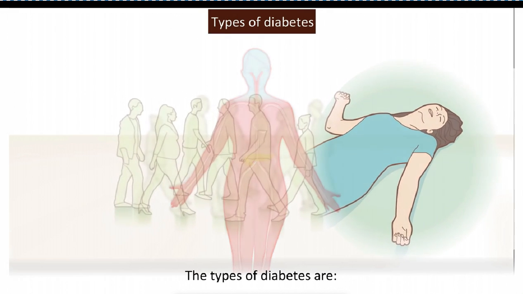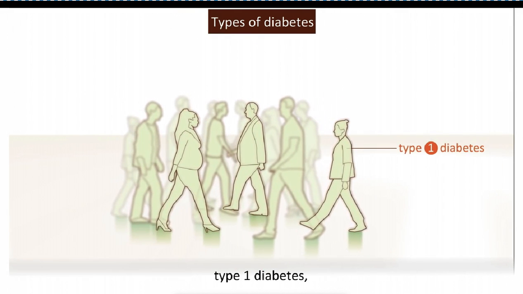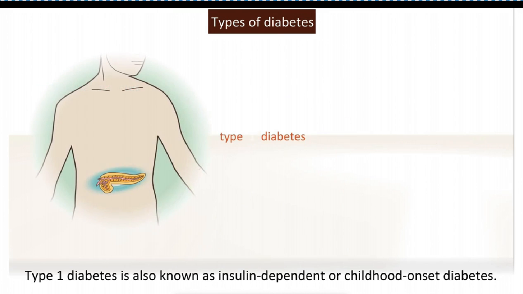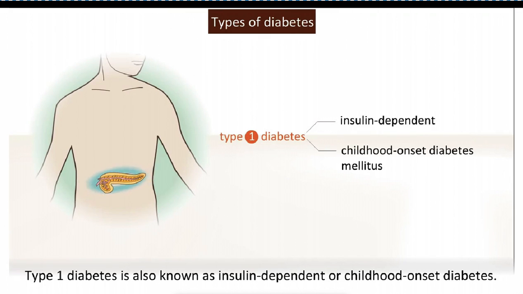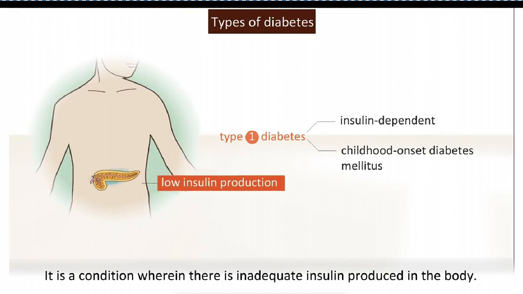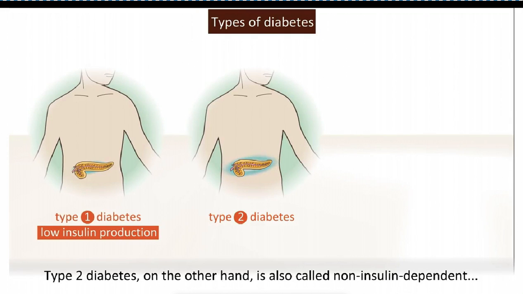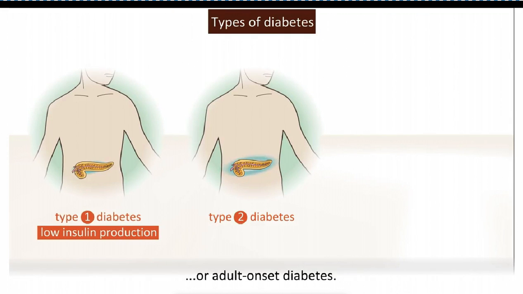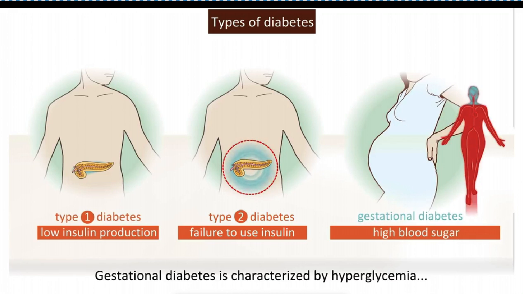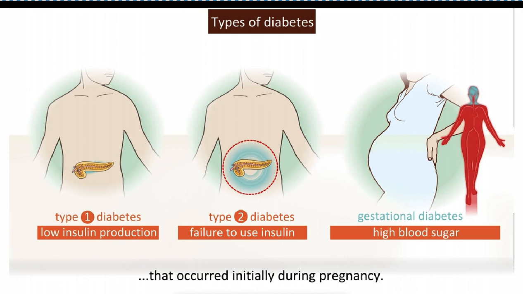The types of diabetes are type 1 diabetes, type 2 diabetes, and gestational diabetes. Type 1 diabetes is also known as insulin-dependent or childhood onset diabetes. It is a condition wherein there is inadequate insulin produced in the body. Type 2 diabetes, on the other hand, is also called non-insulin dependent or adult onset diabetes. This type of diabetes is brought by the body's failure to use insulin effectively. Gestational diabetes is characterized by hyperglycemia that occurred initially during pregnancy.